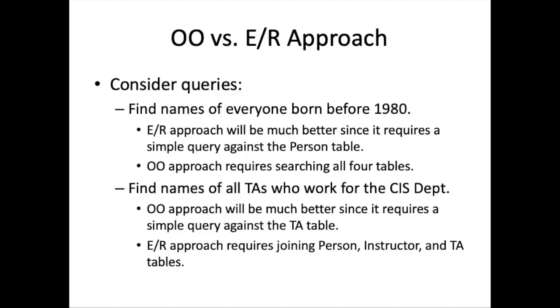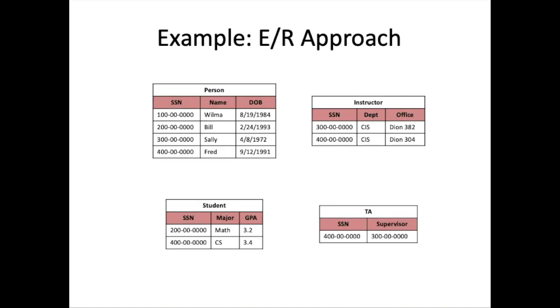And so, for this kind of query, the ER approach is going to turn out to be much better. On the other hand, suppose we want to find the names of all the TAs who work for the CIS department. In this case, the OO approach is going to be much better, right? Because if we're trying to find TAs who work for the CIS department, well, here we can see that a particular person is a TA, and we see who their supervisor is.